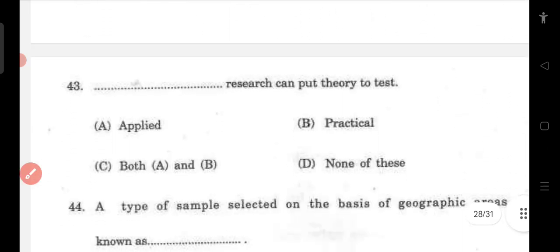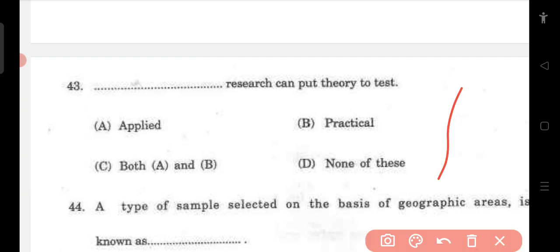Question number 43 is asking, dash research can put theory to test? Applied, practical, both A and B, none of these. So here the answer should be both A and B.